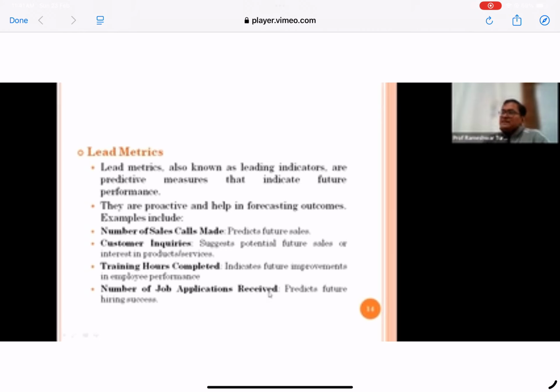Number of job applications received: if you get very few CVs, it indicates something. If you get a large number of good CVs, that predicts future hiring success. You have a lot of options. Employee engagement activities too. If you define them this way, these are called lead metrics. These are leading indicators that help us in forecasting outcomes.